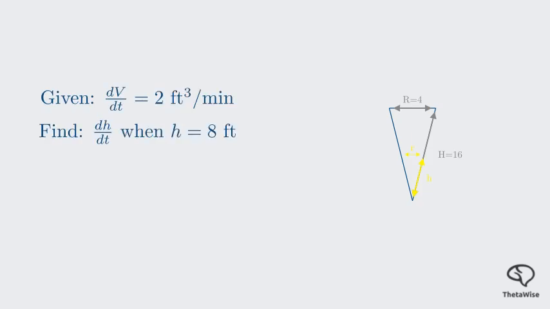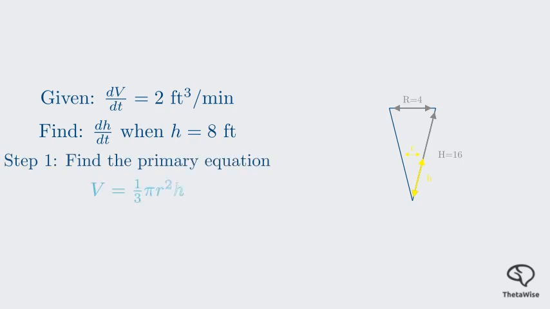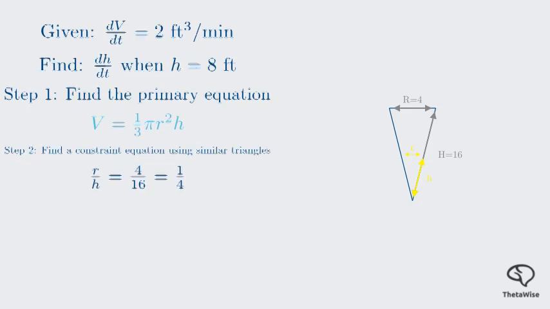Now, step 1 of the procedure is to find the primary equation. In this case, it's the volume of a cone. Step 1. The volume formula is V equals 1/3 pi r squared h. Again, we have two variables, r and h. We need a way to relate them. We can use similar triangles. From our diagram, the ratio of the water's radius to its height, r over h, must be the same as the ratio of the tank's radius to its height, which is 4 over 16. This simplifies to 1/4, so we get the constraint r equals 1/4 h.